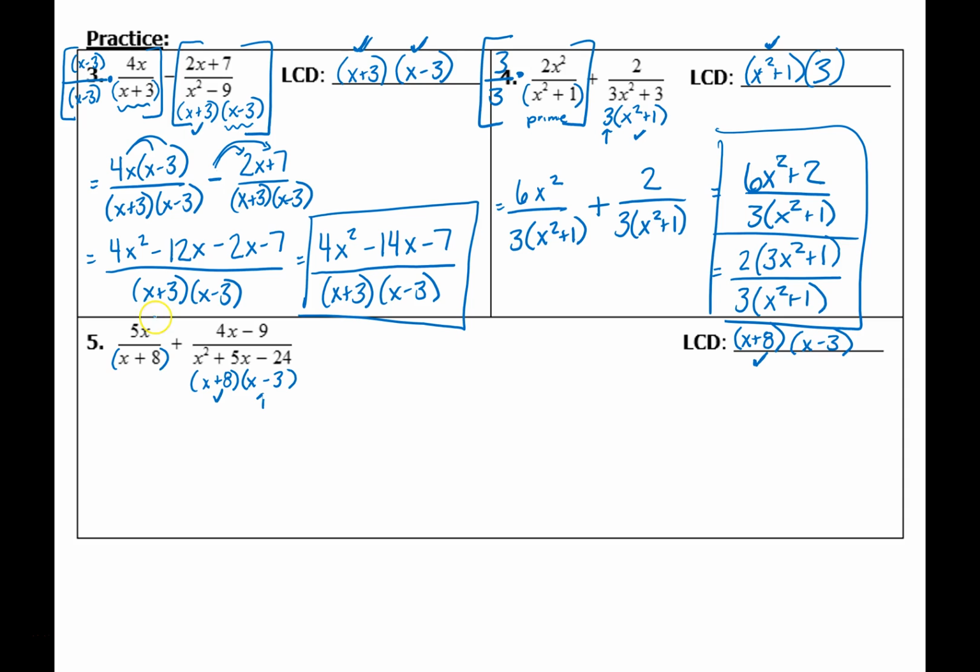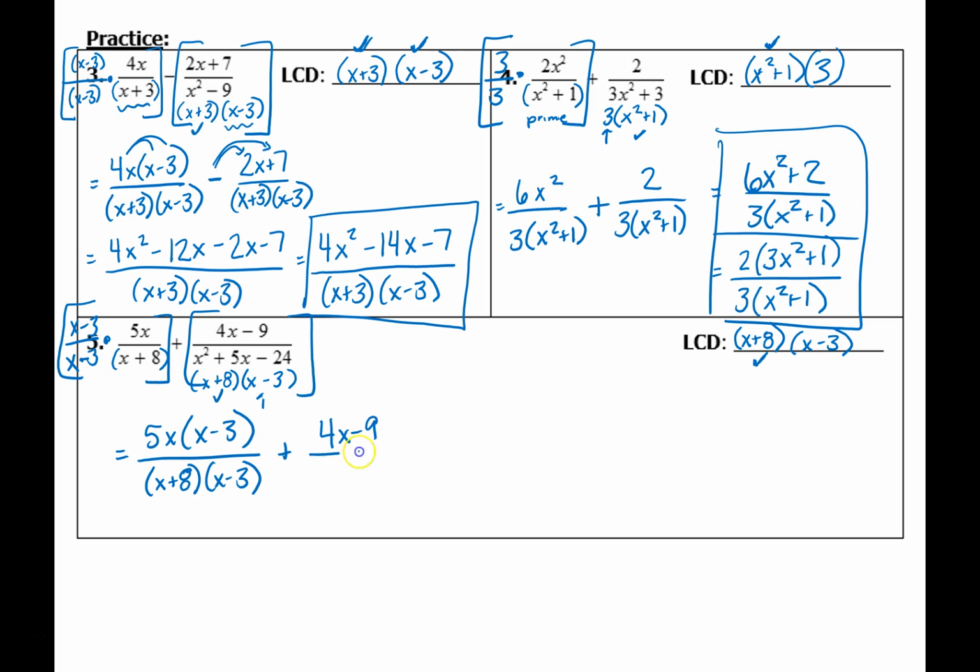This means then that our left-hand factor needs to be multiplied by x minus 3 over x minus 3, and our right-hand factor doesn't need to be multiplied by anything because it has everything it needs. So we've got 5x times x minus 3 divided by our LCD, plus our right-hand term, which doesn't have anything that we're multiplying in.